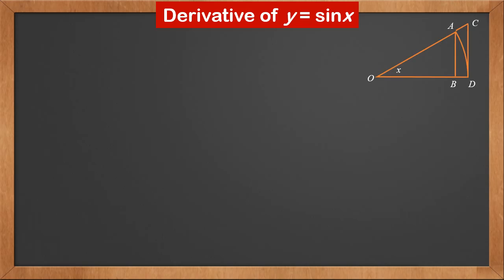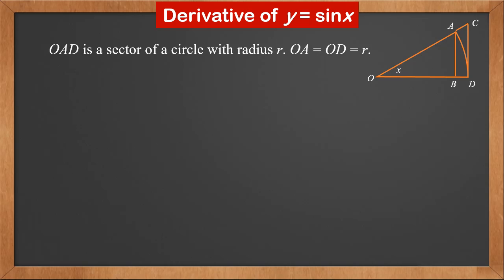Let's look at the diagram. OAD is a sector of a circle with radius r. OA and OD are radius r. Angle AOB is x radian. Remember the angle is in radian.